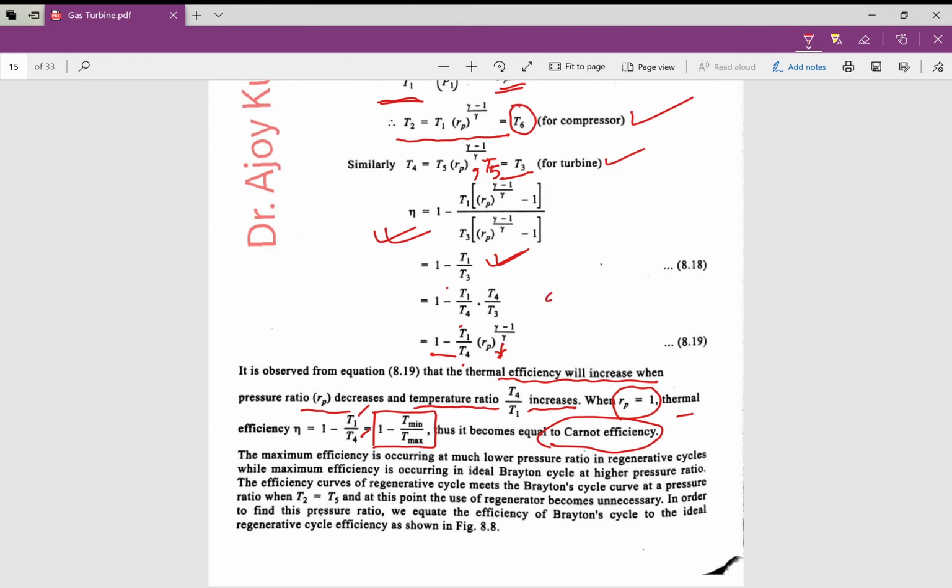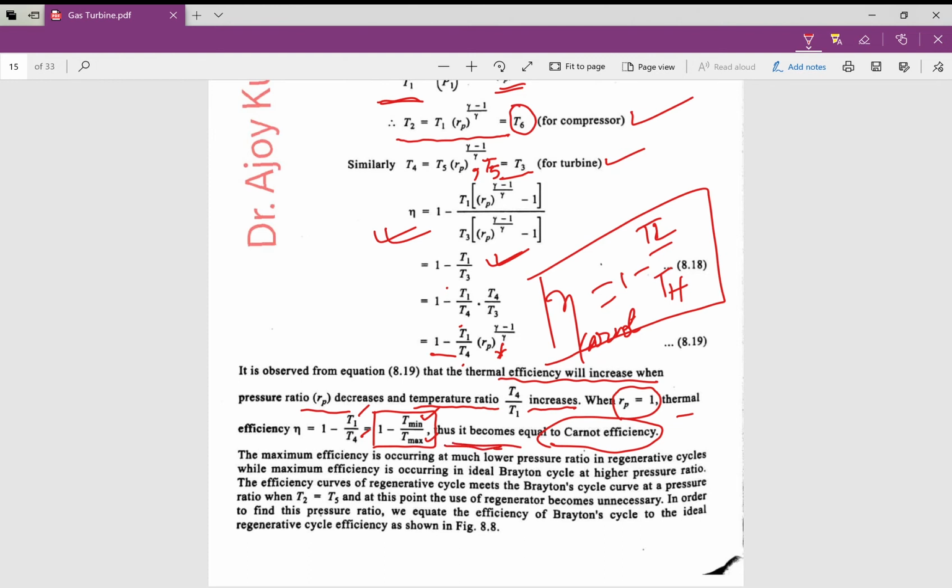Carnot efficiency we know already. You might be knowing 1 minus TL upon TH. This is our Carnot efficiency. This TL is low, TH is high. So T minimum is your low and T maximum is the highest value. So we can say in this way the regenerative cycle will become equal to the Carnot cycle, and henceforth regeneration comes into the picture to get improved efficiency.